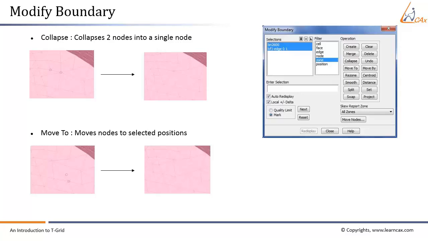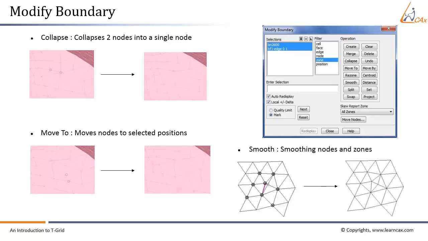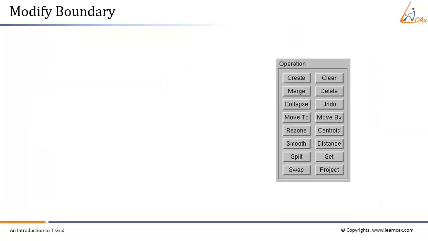Now, we will see how to modify the mesh by smoothing nodes. Click Next. TGrid highlights a face located in the middle of one of the walls. Select Node in the filter list. Select several nodes surrounding the face highlighted by TGrid as shown in the figure. Click Smooth in the Operations group box. TGrid performs node smoothing to make the surrounding cells as uniform in size as possible. In a similar way, you can do the splitting and swapping operations as shown in this slide.